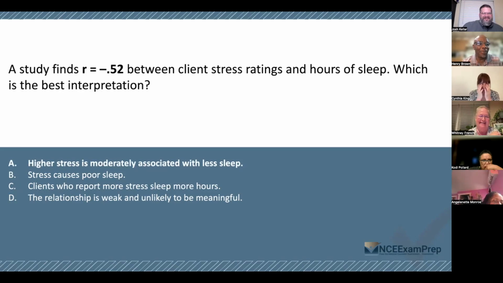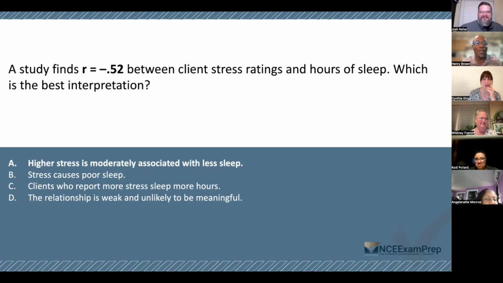Okay, C, it's C. Really? Yay! I got it right. Moderately, and it's 0.5? I just guessed. Wait a minute, how can it be moderate when it's 0.52? It's strong. That's supposed to be high. No, but it's a negative 0.52. But it's still strong.